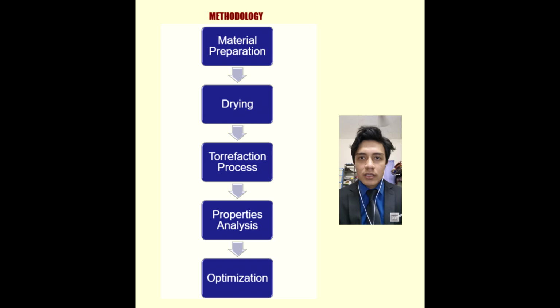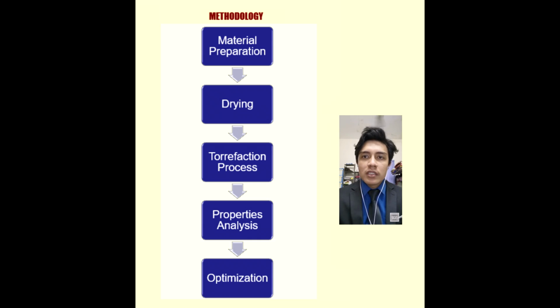The next part is the torrefaction process. This process was performed by using the split tube furnace in an inert condition. The parameters used are the temperature between 200 degrees C and 300 degrees C, while the holding time is between 30 minutes and 60 minutes.